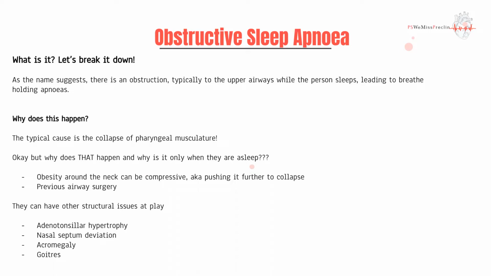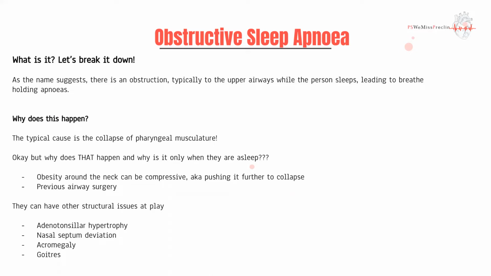So firstly, one of the biggest contributing factors to OSA is obesity, particularly having a wide neck diameter or circumference. What happens is all that fat is pushing your pharyngeal musculature inside, because remember, most of this fat is subcutaneous fat that's on the outside pushing in. Additionally, the person may have had some previous airway surgery that's again contributing to that.